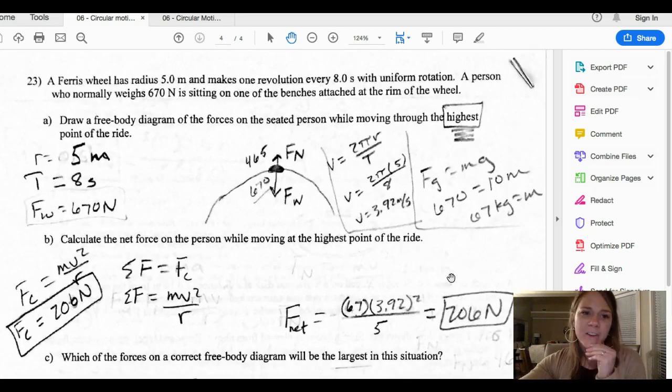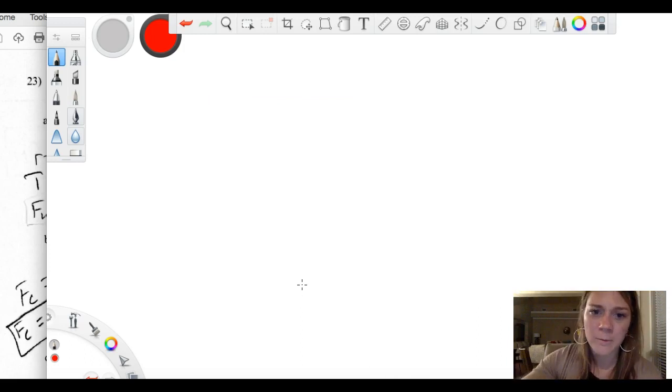Okay, so we have a Ferris wheel with radius 5 meters. It makes 1 revolution every 8 seconds with uniform rotation. A person who normally weighs 670 newtons is sitting on one of the benches attached at the rim of the wheel. Draw a free-body diagram of the forces on the seated person while moving through the highest point on the ride. Okay, so he said 23A, right? So it's the free body diagram here.